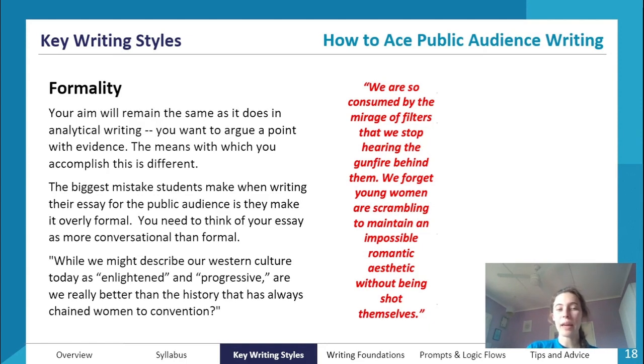So showing our closeness to the audience as well. Like, are we really better? Using the word we, so first person as well. Often when we see articles online, it's first person. So that's a way that's different to the third person that we see in essays and things like that. And that's another example as well. That's a good one in red for you to have a look at.